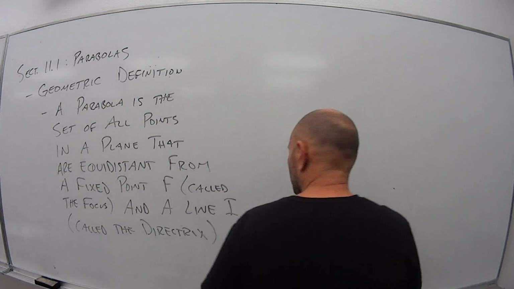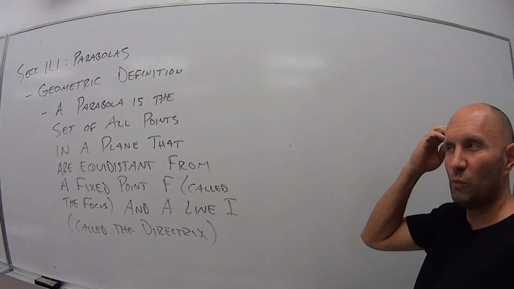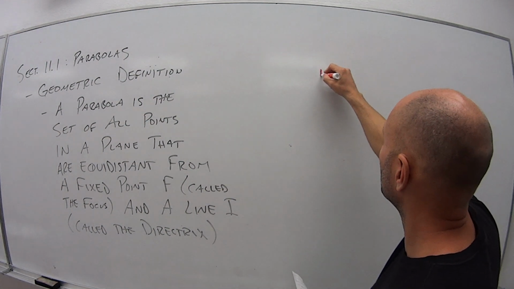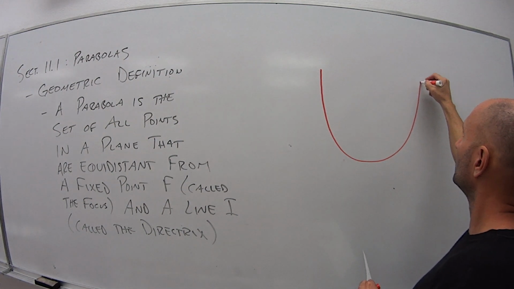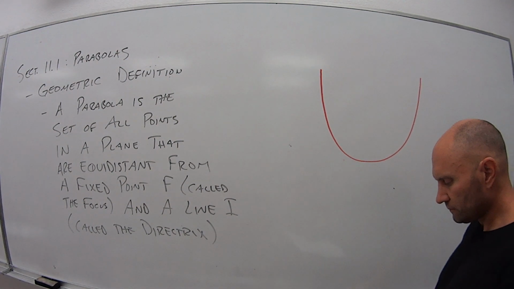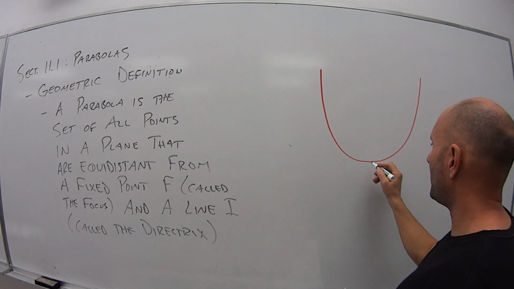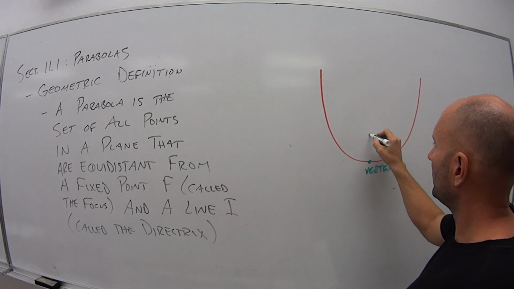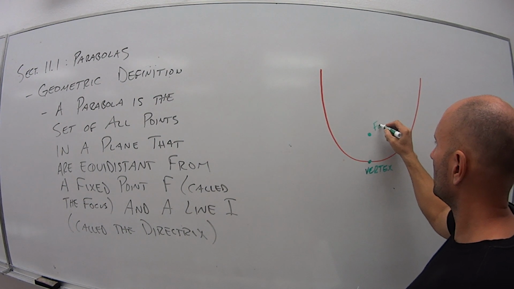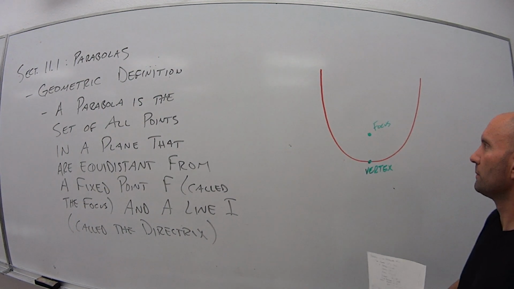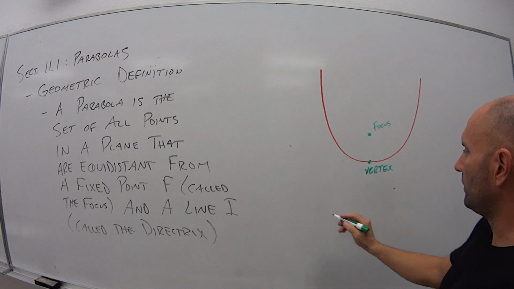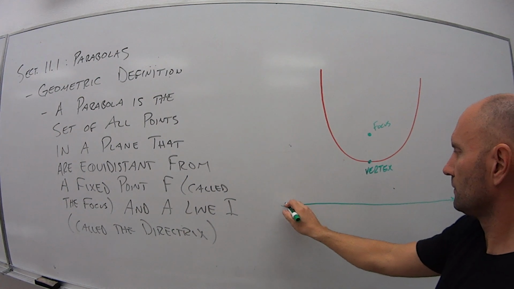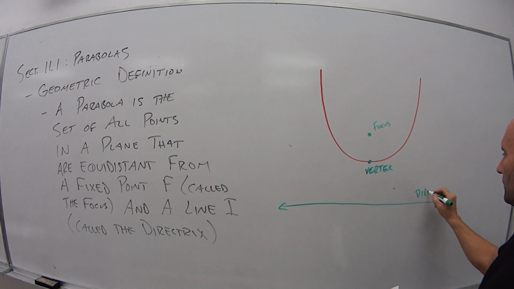So what this means graphically, and you know what a parabola looks like, but what geometric definition does it have? Well, let's assume that we have this parabola. At the bottom, we have the vertex. And we have some point up in the middle here known as the focus. We then have another line outside of the parabola. This is known as the directrix.